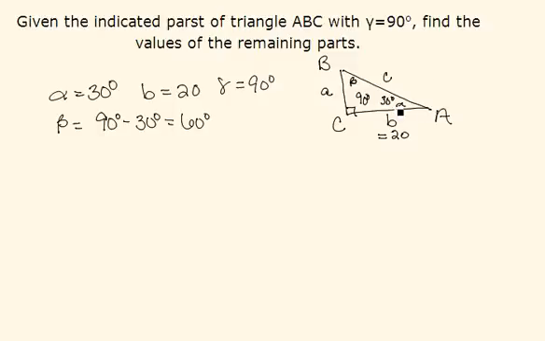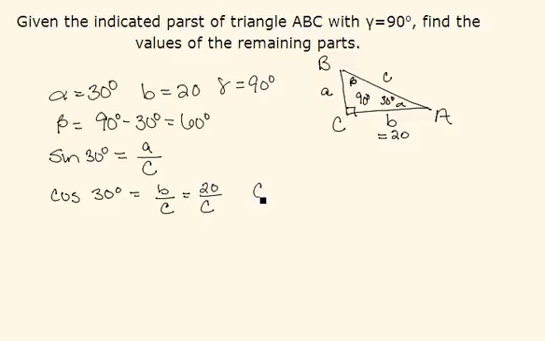We know that the sine of 30 degrees is given by the opposite over the hypotenuse. We also know that the cosine of 30 degrees is given by the adjacent over the hypotenuse, or 20 divided by c. This would tell us that c is equal to 20 divided by the cosine of 30 degrees.